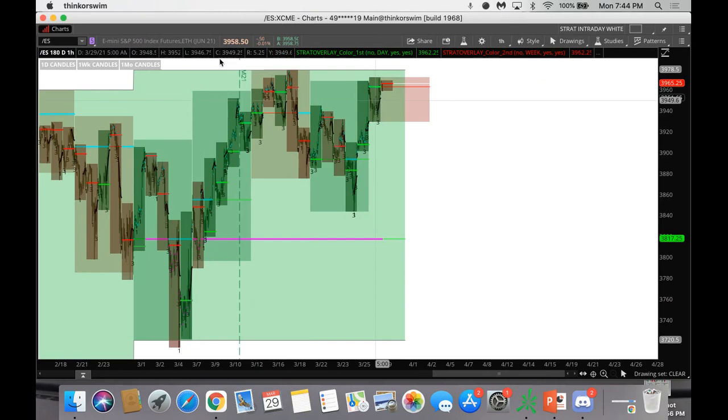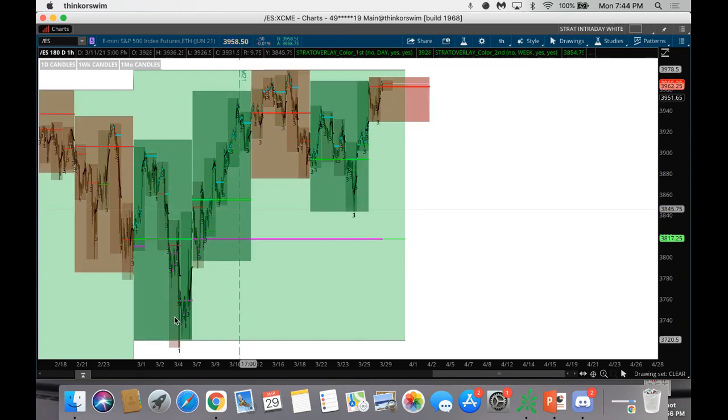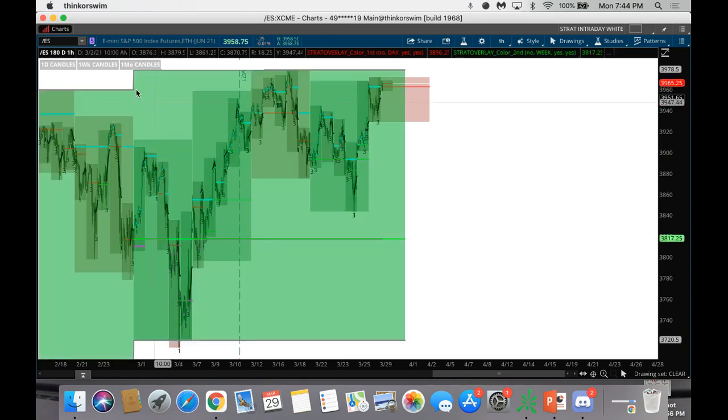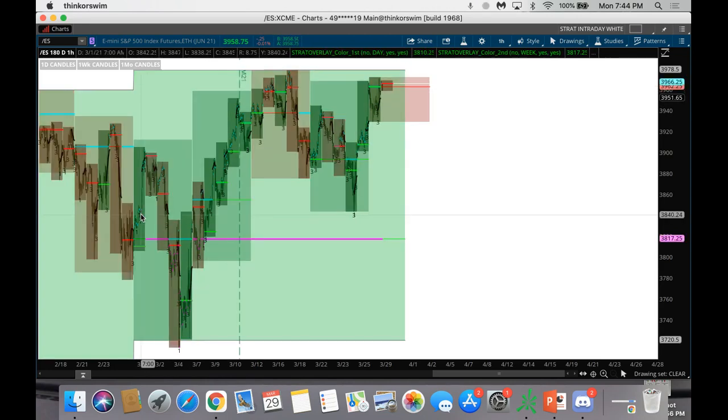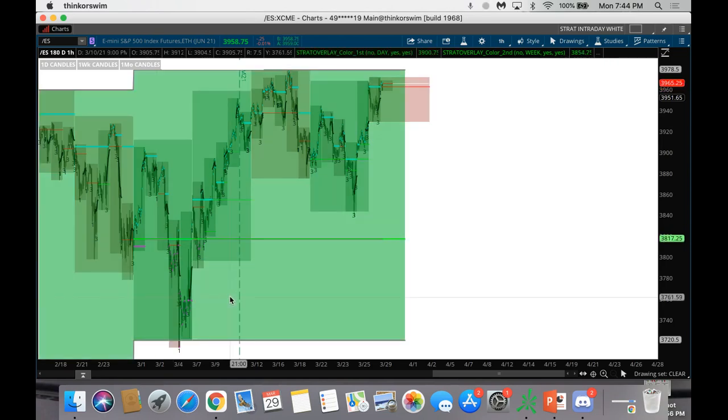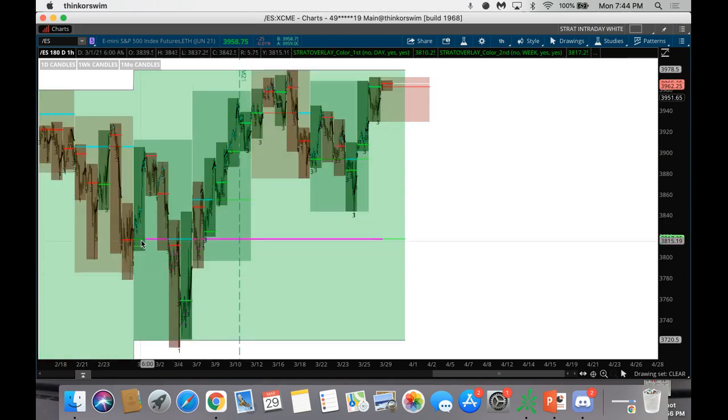Like here, this is a monthly. So this big square here is a month. And then each one of these is a week. And then those are days. And we see this month, which is the month of March, opened on the Monday. And we had the same open for the Monday, for the day, for the week, and for the month, and for the hour, and for anything below that.